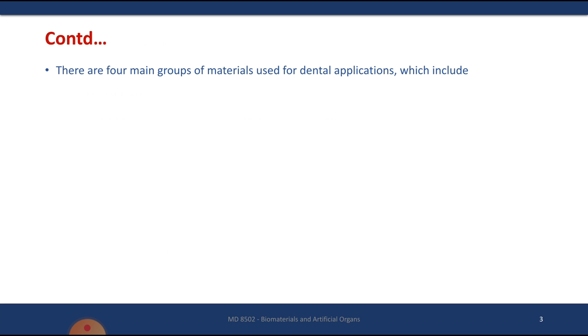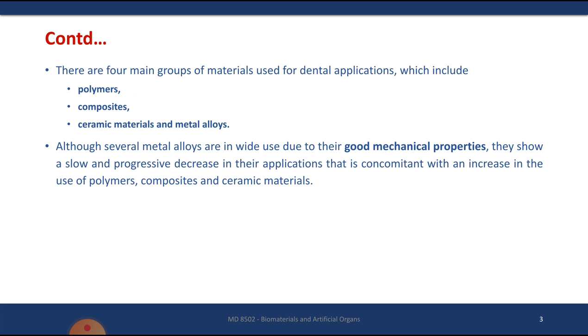So moving on, there are four main groups of materials for dental implants. So what are those materials? First one is polymers, then composites, ceramics and metal alloys. So these are the four different materials which are used for dental applications. Why are these materials used? Mainly because of their mechanical properties, because metals have very good mechanical properties, we know that, right? So that's why they are used.